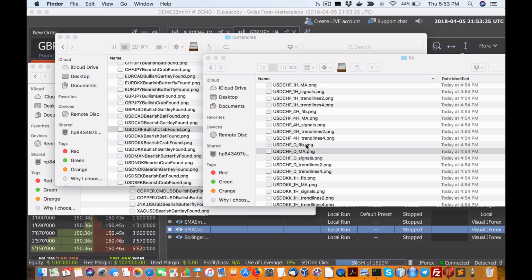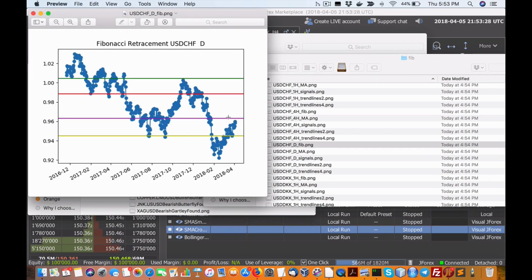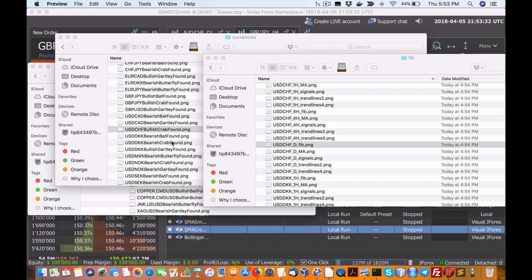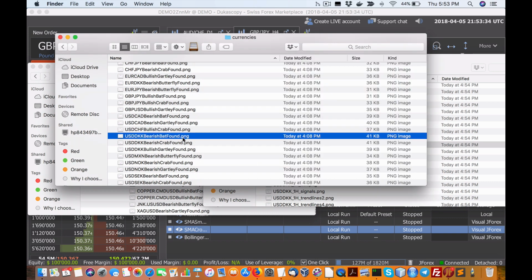That's possible. Valuation, I can see why. It's definitely undervalued. So that's probably pretty correct for that one. US Danish. Bearish.